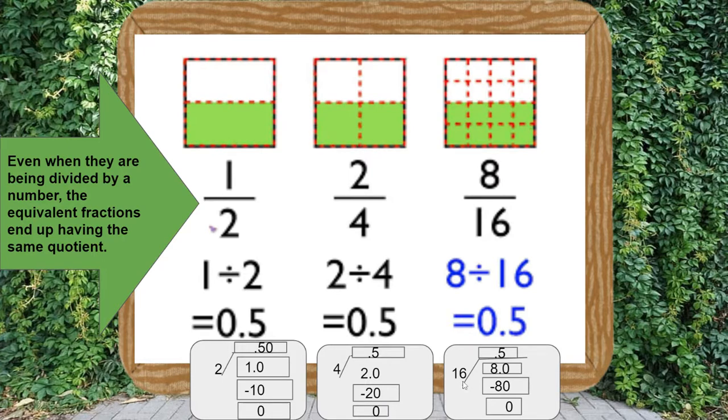Next, we have 8 divided by 16. Now, 16 doesn't go into 8 evenly or at all. So we have to add a decimal and a 0. And we add the decimal up here in the quotient section again. 16 goes into 80 evenly 5 times. 16 times 5 is 80. 80 minus 80 is 0. As you can see, all of these quotients are the same, so they're all equivalent fractions to one another.